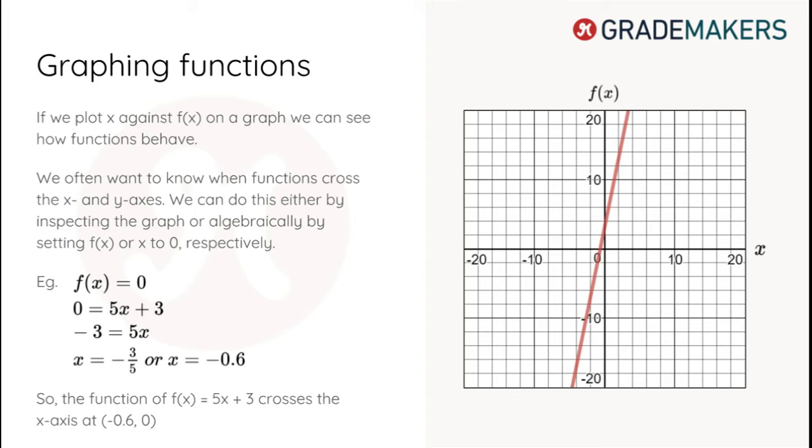which is just the fraction or decimal form of the same thing, which tells us that the function crosses the x-axis where x equals minus 0.6, and of course f of x will equal 0. So the coordinates of the point where the function crosses the x-axis are minus 0.6, 0.